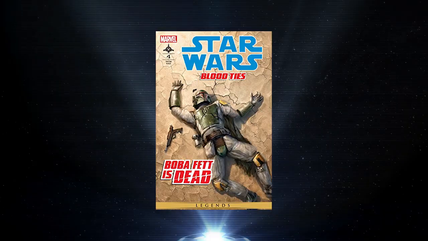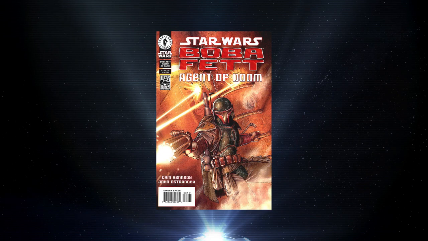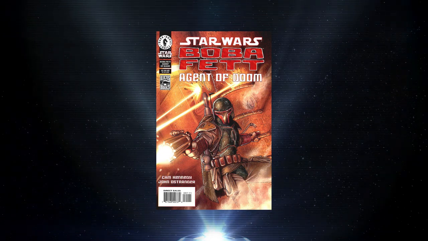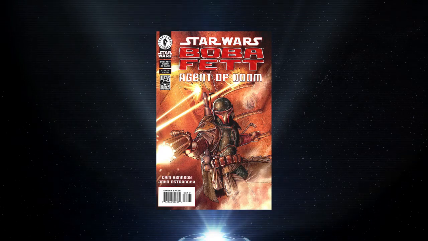Another great character who really gets fleshed out in the comics is Boba Fett after escaping from the Sarlacc pit. Blood Ties, Twin Engines of Destruction, and Agent of Doom are just a few examples of so many great ways to learn more about Boba Fett in the comic. The Blood Ties Omnibus is a great place to start here as it compiles some of the best stories about Boba Fett from Legends.